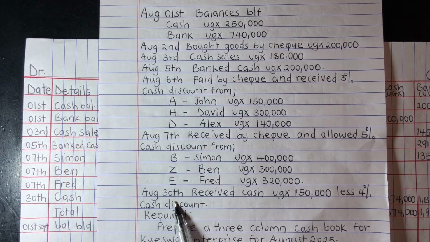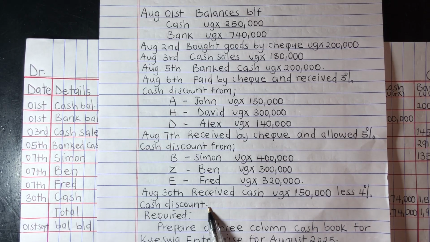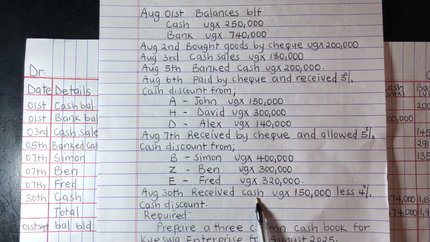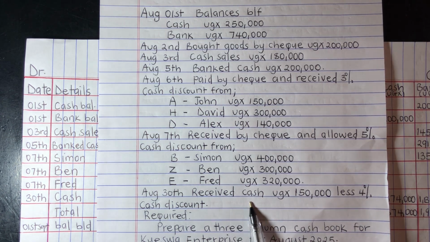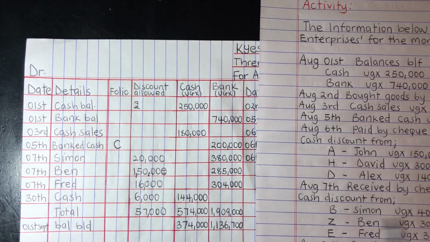So it is 30th received the cash 150,000 less 4% cash discount. So this is recorded on the debit side on the cash column. So we reduce it by applying the 4% on this amount. So 4 over 100 times 150,000, we get 60,000.